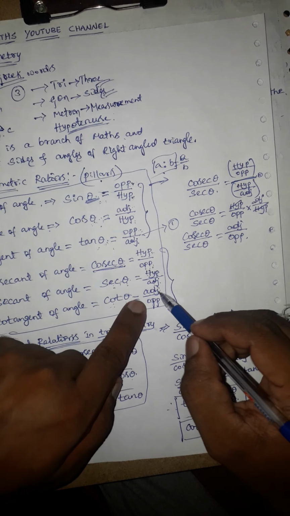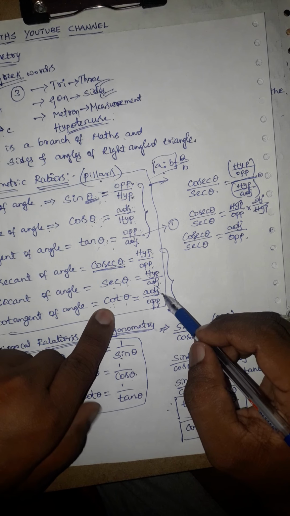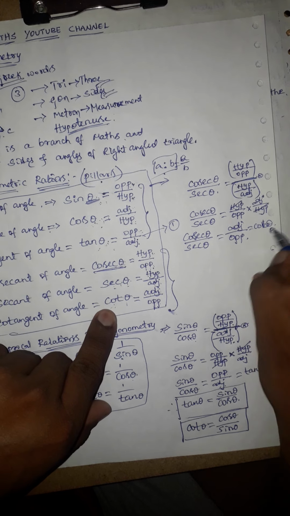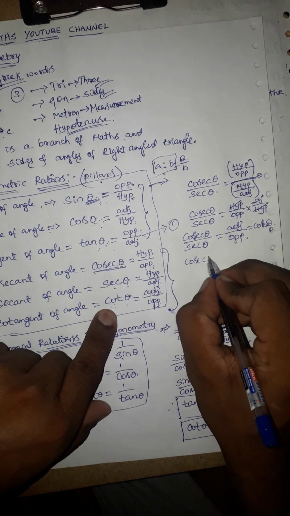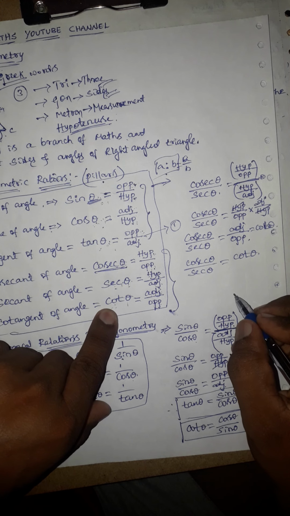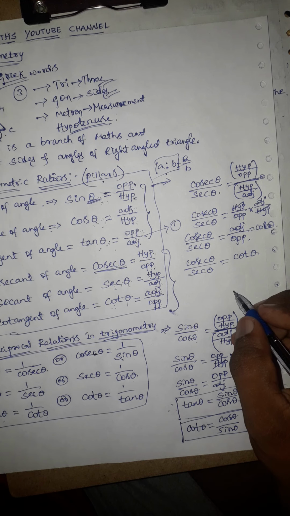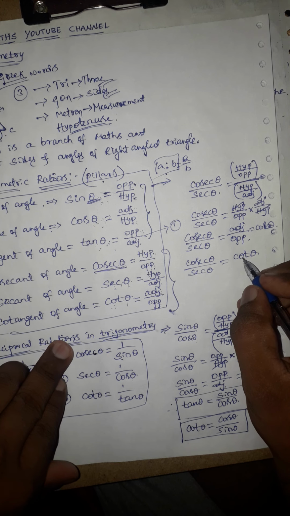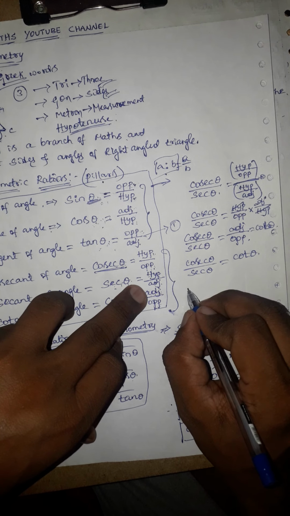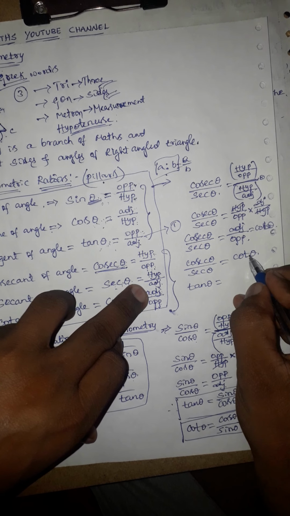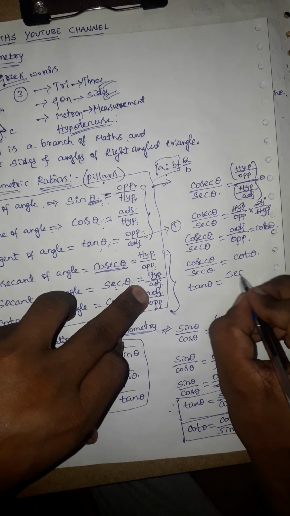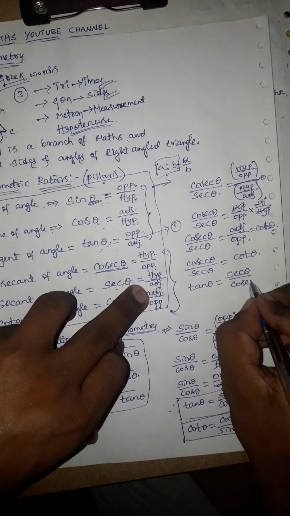Observe, adjacent by opposite. What is that? Cot theta. So cosecant theta by secant theta is equal to cot theta. The reciprocal of tan theta is cot theta, no? So you should also write tan theta as the reciprocal of cot, meaning numerator changes to denominator and denominator changes to numerator, so secant theta divided by cosecant theta.